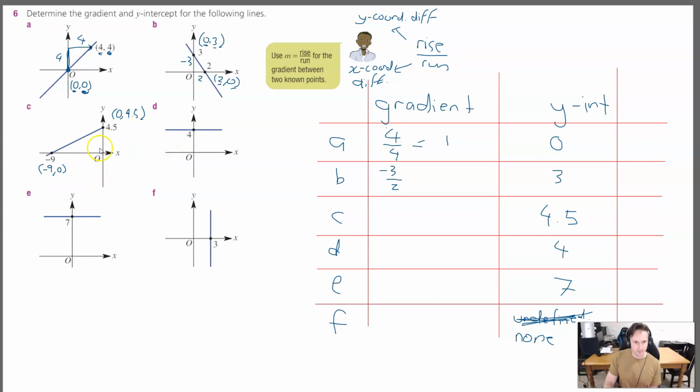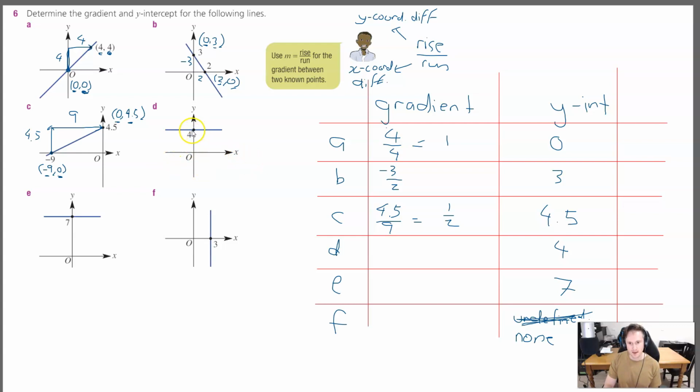So if we do rise over run, going from this point here to this point here, and we can see it's positive. We're going up and then we're going across. So the rise is going to be from 0 to 4.5. So that's going to be 4.5. And your run, which is going across, is going to be negative 9 to 0. So the difference there is positive 9. So you're going from negative 9 to 0, which is a difference of positive 9. Okay. So that gradient is going to be 4.5 over 9, which can be simplified to 1 over 2 because they're both divisible by 4.5.